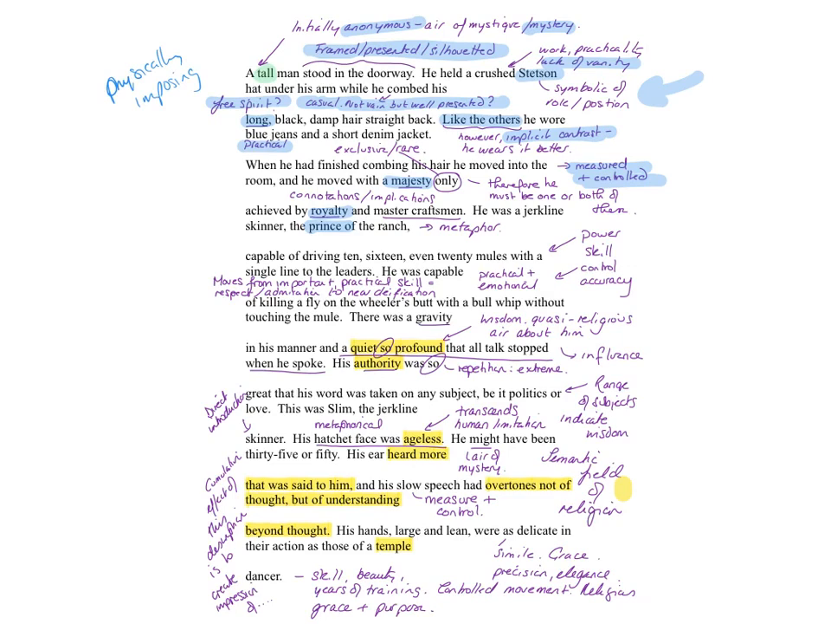We know he is a jerkline skinner. That's literal. We're being told that's his role, even though we may or may not know what a jerkline skinner does. But prince of the ranch is definitely metaphorical, to explore the connotations of what that means for his authority, power, respect, almost like his birthright. He has a kind of innate authority.